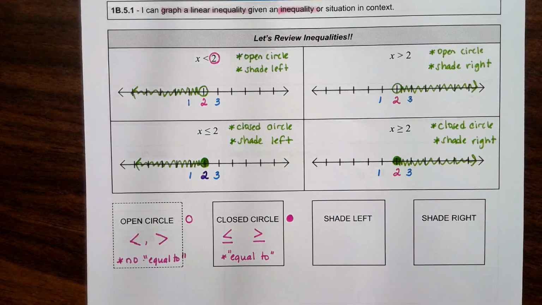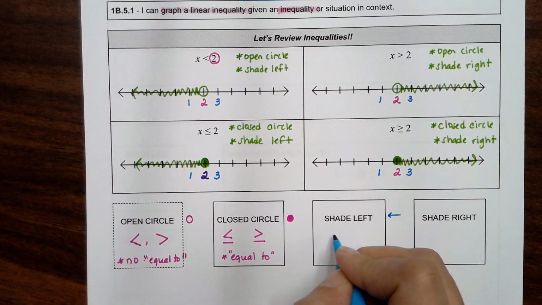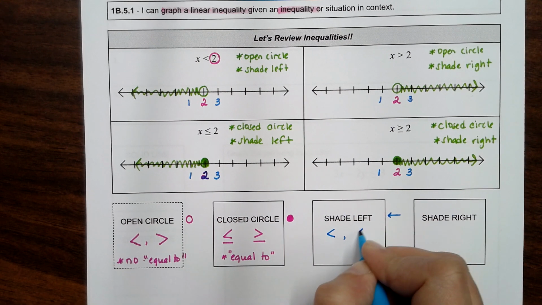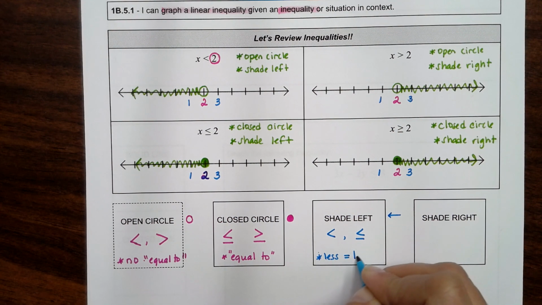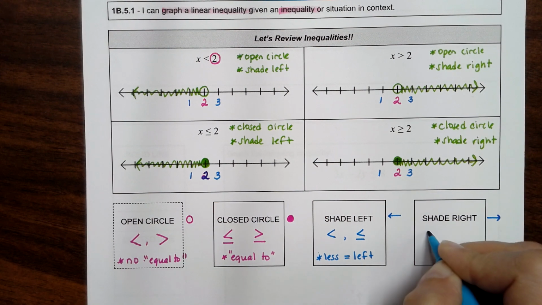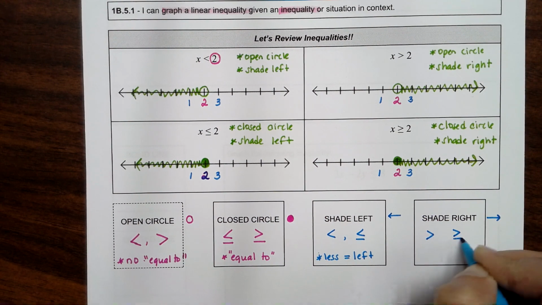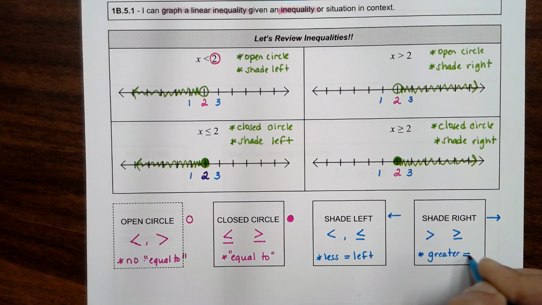We shade to the left when there's a less than or a less than or equal to, because less than means left. And we shade to the right when there's a greater than or a greater than or equal to because greater than means right.